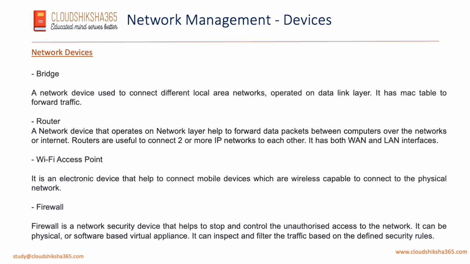But if you have listened to this whole series carefully, then maybe my next chapters that will be more focused on layer 3 devices will be helpful to understand. But for now, what we can say is that routers help to connect two or more IP networks to each other, and a router has both WAN and LAN interfaces. So a router contains two types of interface: the WAN interface that connects to the internet, and the LAN interface that connects to the local network.